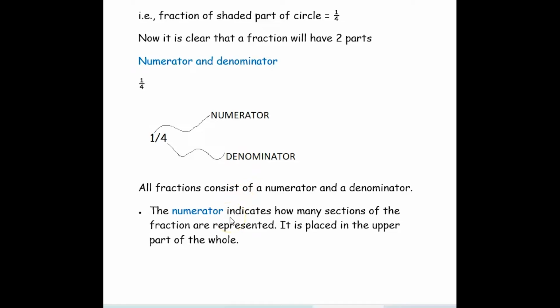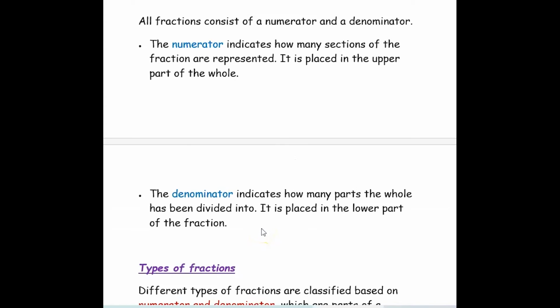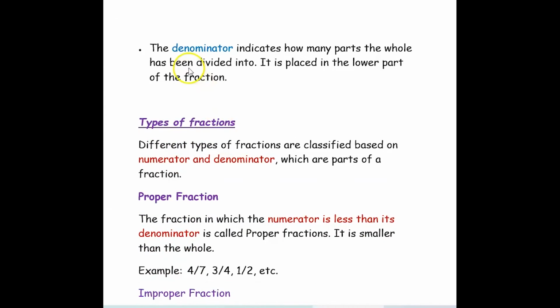The numerator indicates how many sections of the fraction are represented. It's placed in the upper part of the fraction. The denominator indicates how many parts the whole has been divided into. It's placed in the lower part of the fraction. So in general, a fraction has two parts, numerator and denominator. The numerator represents the part of the whole and the denominator represents the whole, how much it is divided into. Hope you have understood. So this is the definition of a fraction.